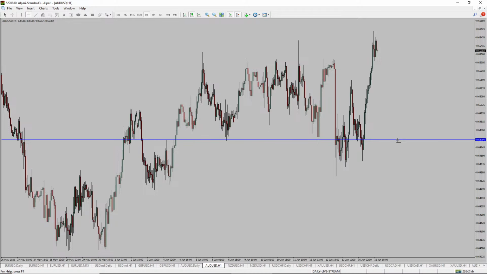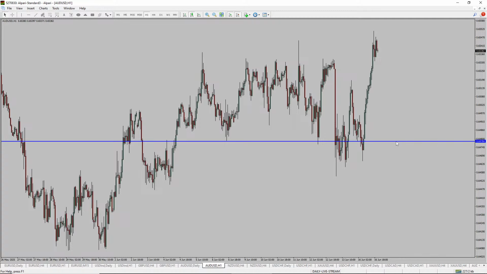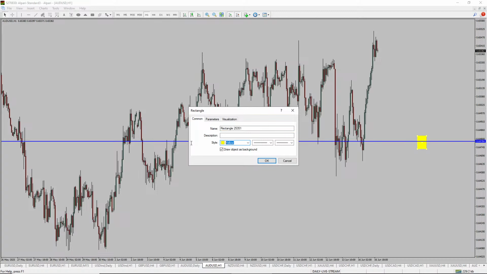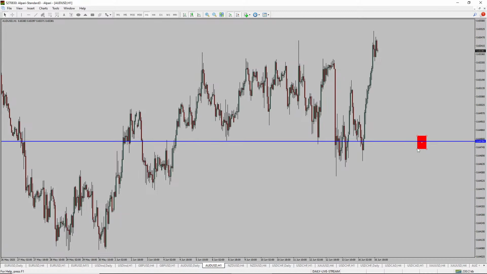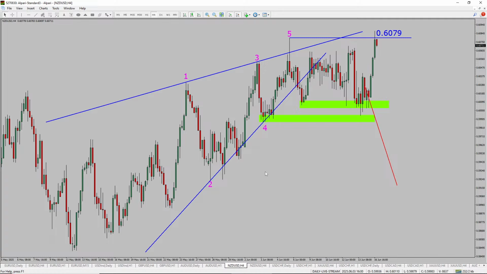And this is a valid support right over here around 0.6478 level. Okay, so if the market breaks it, then the way I see, we might get further weakness in price action. Otherwise, it is still an uptrend. It could still go up maybe 100 pips, 200 pips, or even 300 pips. Who knows? Next one is the NZDUSD currency pair.